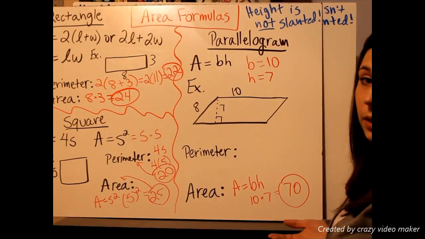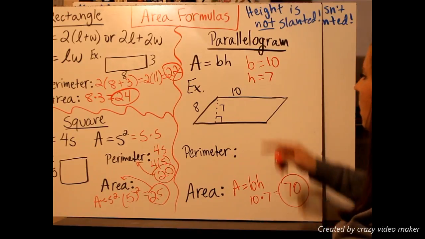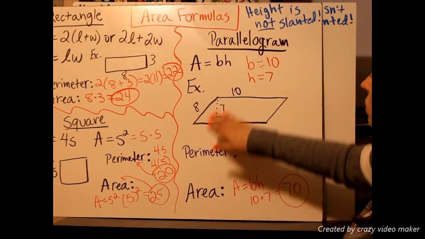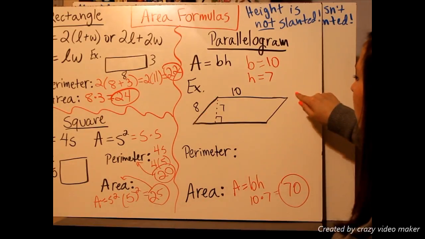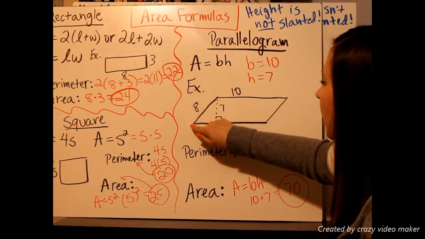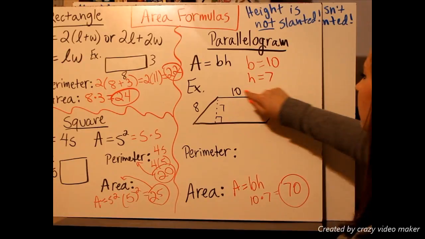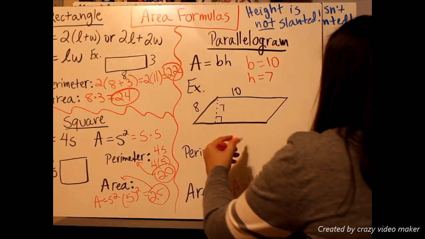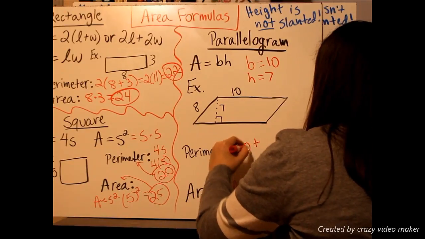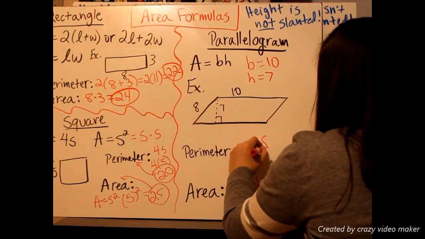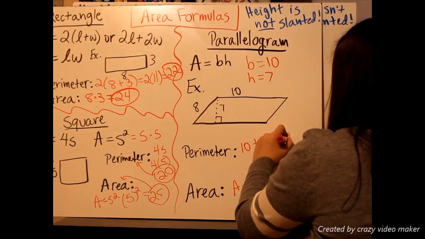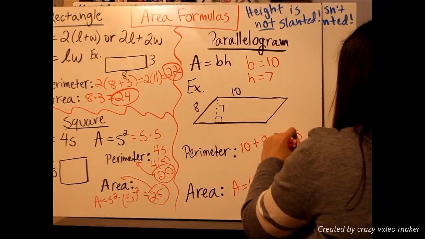Now we'll go back to perimeter. Perimeter is just taking all the sides and adding them up. Now this is when you use the slanted side, because we want to know the perimeter around the outside here, because perimeter means outside measure. So we have 10 plus 8 plus 10 plus another 8.